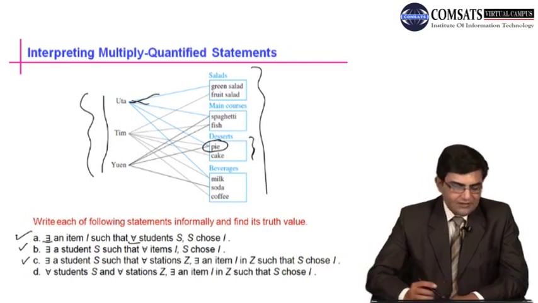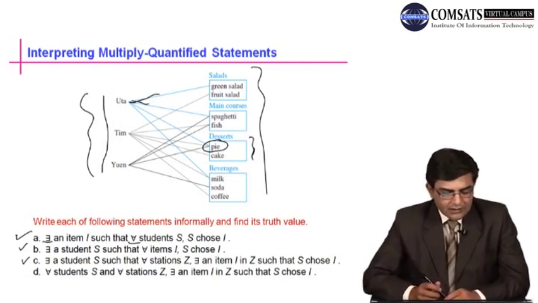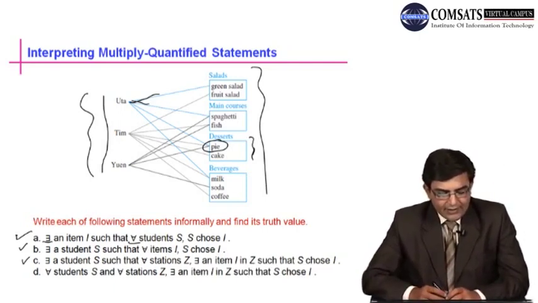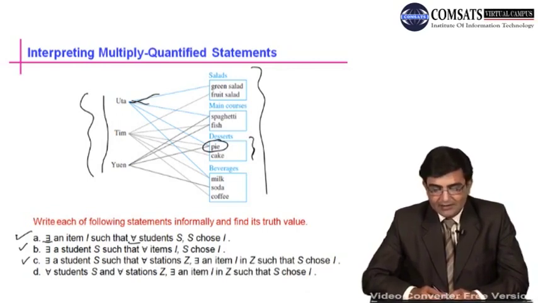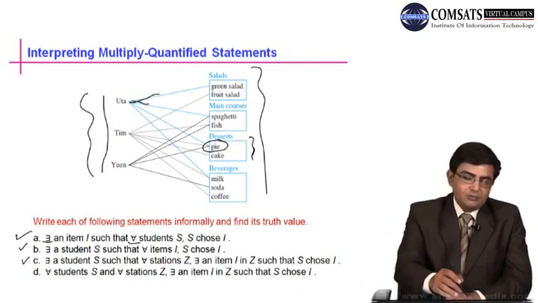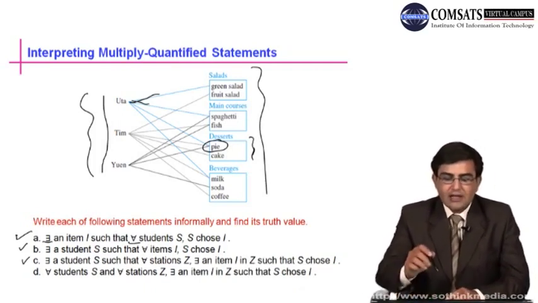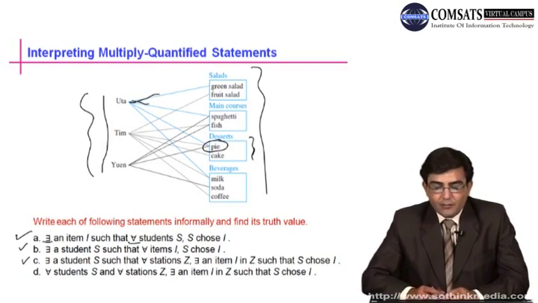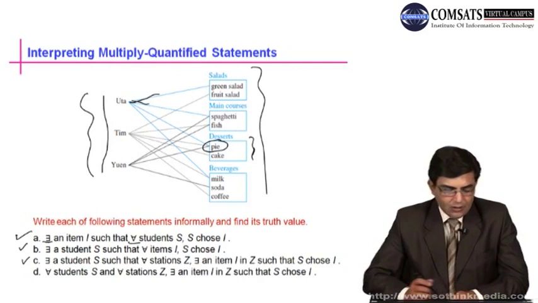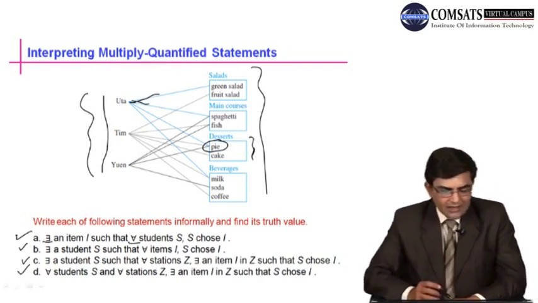So the statement C, there is a student S such that for all stations Z there is an item I in Z such that S chooses I, is true. The other two students have also chosen at least one item from each main station. Now come to the last statement, which is D.